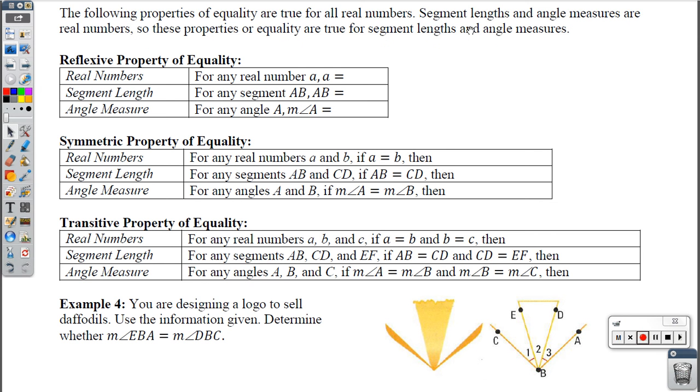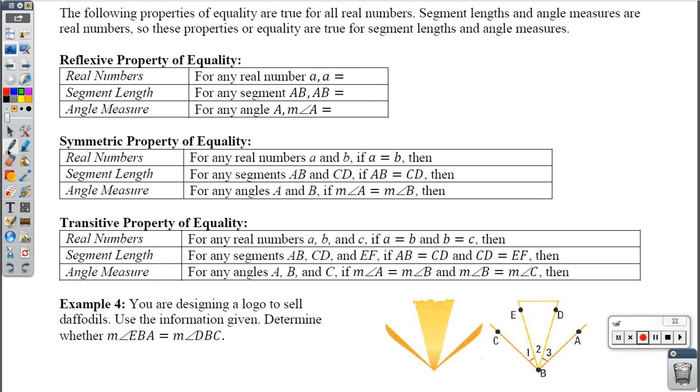A good way to think of the reflexive property is much like a reflexive verb in English class or language class. A reflexive verb is something you do to yourself. In mathematics, when we're talking about the reflexive property, we're saying that something is the same as itself.